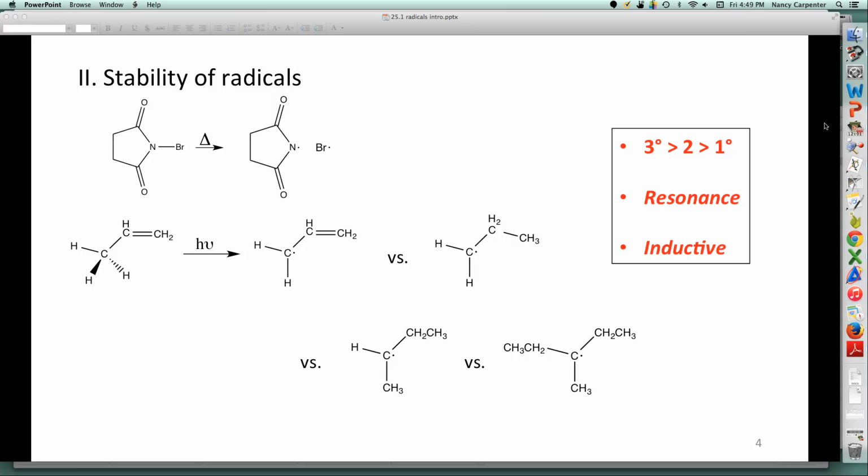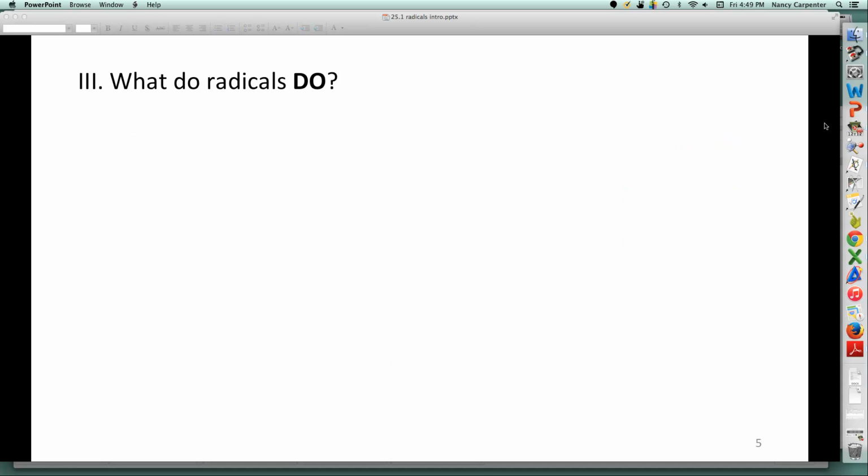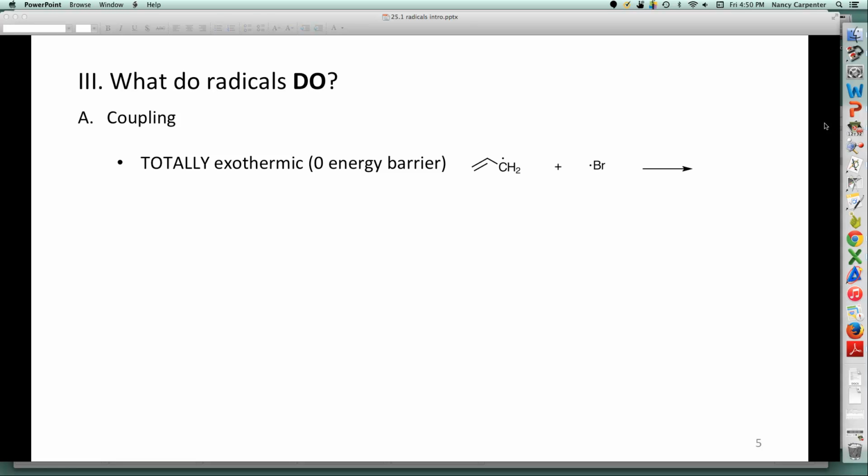The same features that we've used all along to explain acid-base strength, carbocation stability, they work for understanding the stability of radicals as well. Now, what do radicals do? Well, they're highly reactive species. They're electron poor. Like I said, carbon wants to have 4 bonds, wants to have 8 electrons. So when you have a radical, it would be thrilled to couple with another radical.